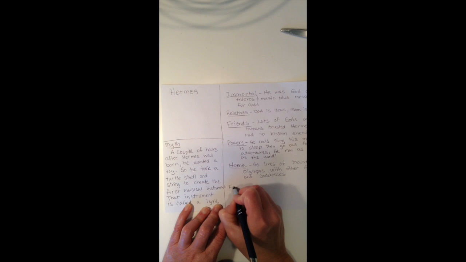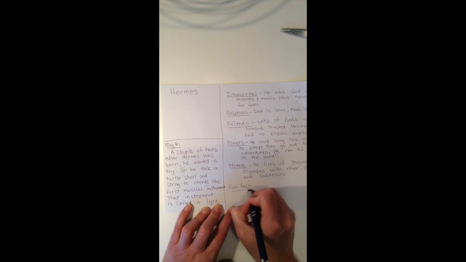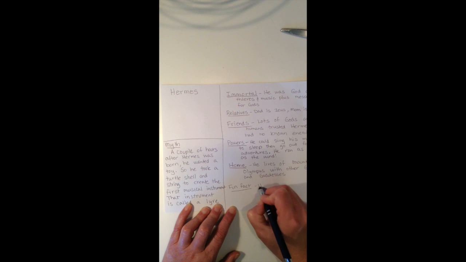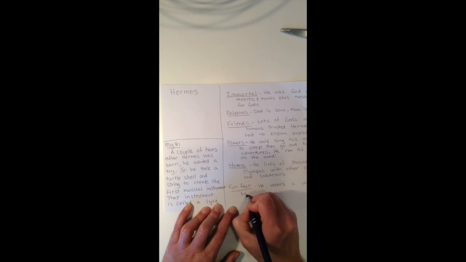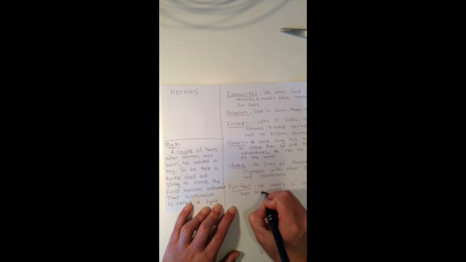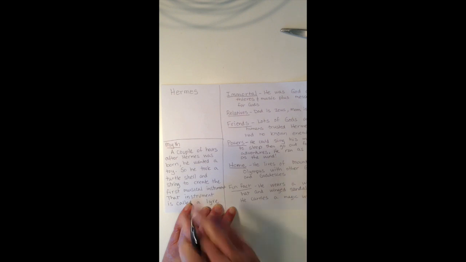And then my fun fact. My fun fact is he wears a winged hat. Means there were wings on his hat. And winged sandals, meaning that he has wings on his sandals. And that's what helps him to fly as fast as the wind. And then he carries a magic wand. So there's all of my facts, and I saved a little spot here for me to just try my very best being creative.